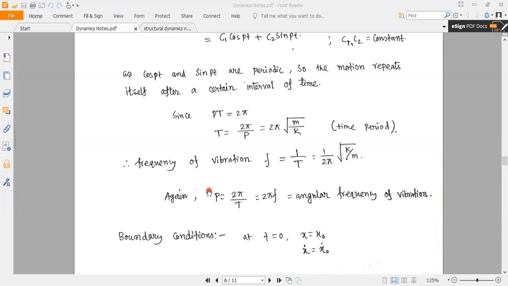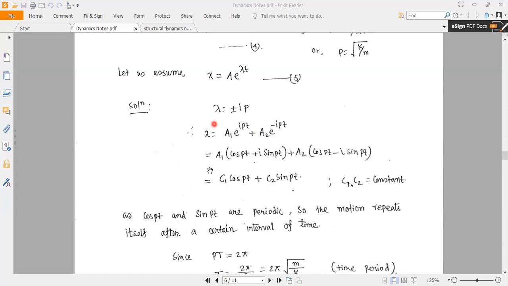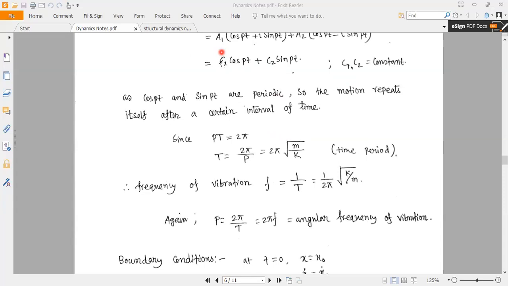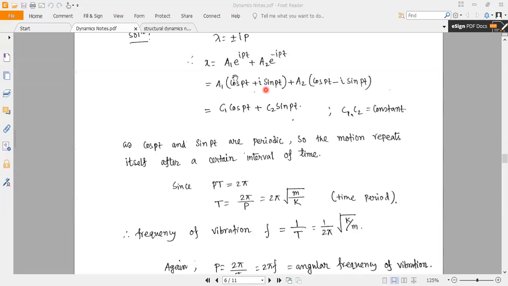Now in this equation, you see x is equal to c1 cos pt plus c2 sin pt. So c1 and c2 both are unknown constants. C1 is equal to a1 plus a2 and c2 is equal to a1i minus a2i. So we don't know the value of these constants c1 and c2. So we should know that, otherwise we cannot find the value of x.